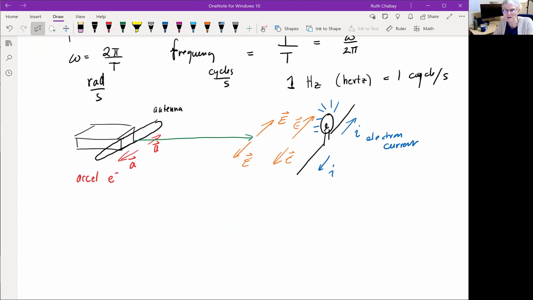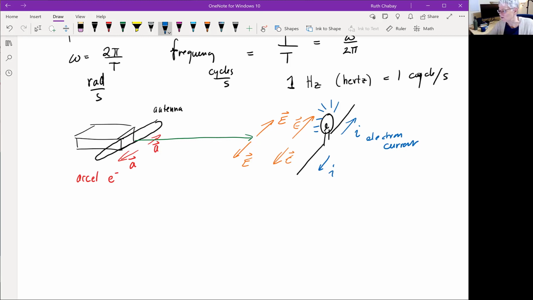So we see that this radiation from accelerated electrons can actually affect other charges. We're accelerating charges in this wire, making them move, and that lights the light bulb. Now you can actually take it a step further.